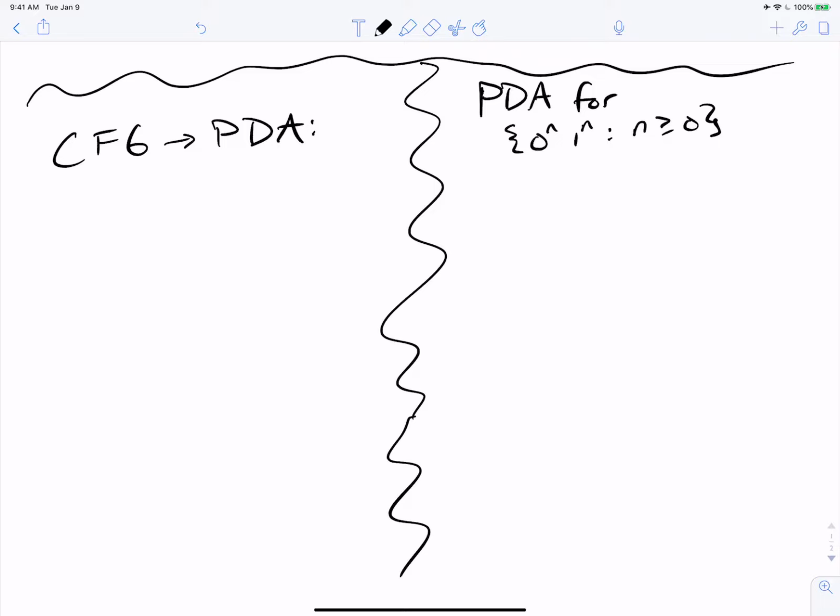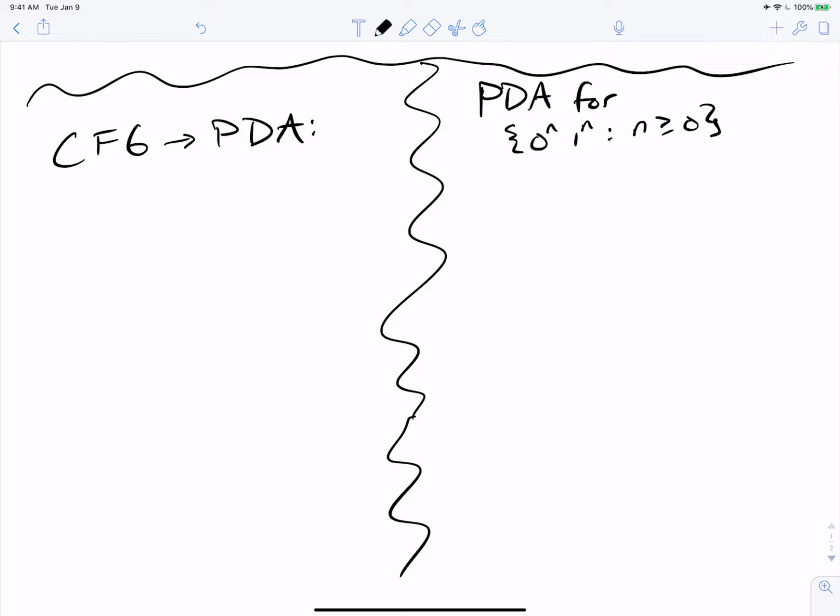If I just said, I don't care about that stack thing, I'm just going to stick to the states, will I ever get 0^n 1^n? No. Why not? It's not a regular language. It's not regular, and if I ignore the stack, I essentially just have an NFA on my hands, and that's not going to get us anywhere. So we have to use the stack in some way in order to get this to work.